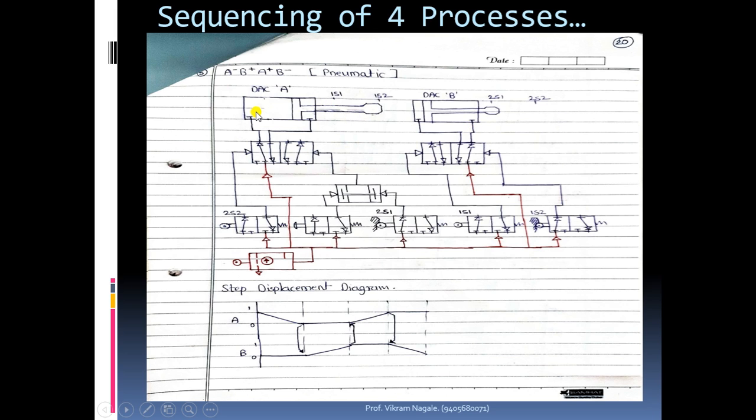Now, if there is a single acting cylinder, then we will be in need of a directional control valve which has a single output port, or we can say a single port on the output side in one block. The number of ports in one block is the number of output ports. In this case there are two ports in one block, that means two output ports on the output side. Or we can say two output ports are there for this valve.